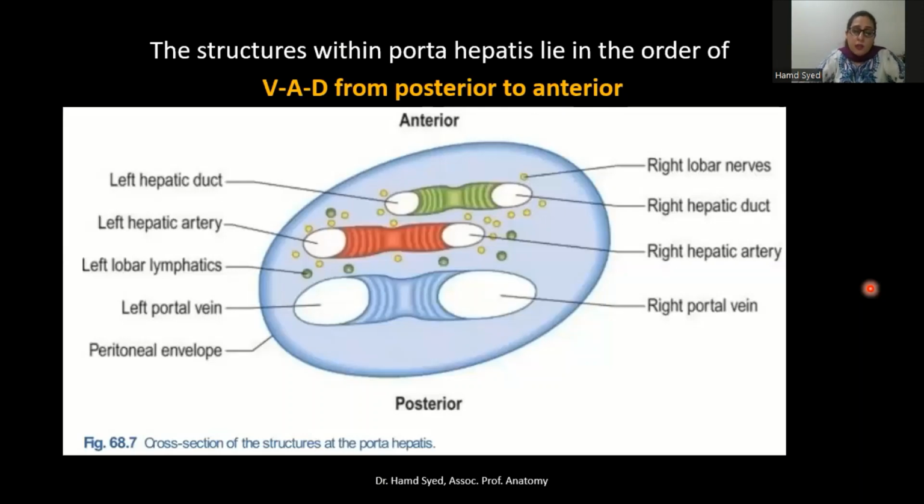There is a specific arrangement of these structures within Porta Hepatis. We can remember that with this mnemonic: VAD from posterior to anterior. V means the portal vein, A is the hepatic artery, and D is the hepatic or bile duct. So the portal vein lies most posterior in the liver hilum, most anterior is the duct, and between them is the artery. So this is the arrangement of structures within the Porta Hepatis.